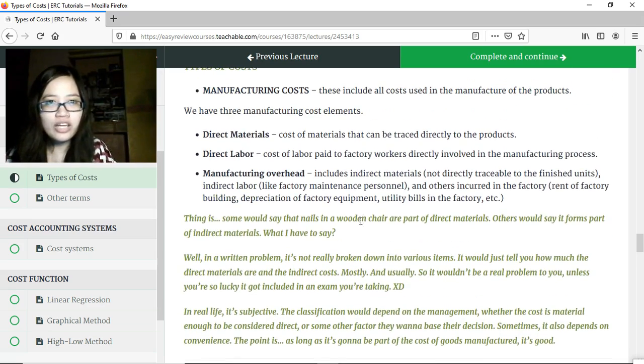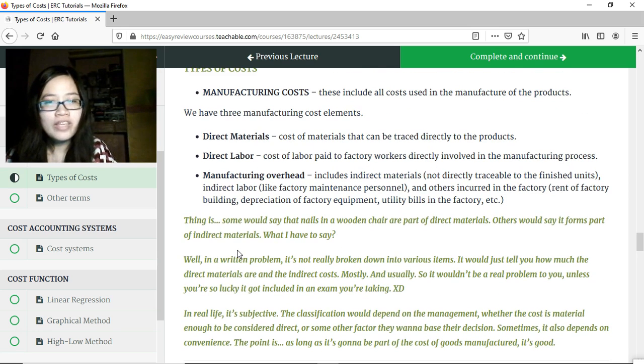Okay. And then, I'd like to point out, meron akong note pala dito, some would say that nails in a wooden chair are part of direct materials. Pero yung iba, sasabihin nila, it forms part of indirect material. So, ano ba yung masasabi ko dito? Usually, in a written problem, it's not really broken down into various items. It would just tell you how much the direct materials are and the indirect cost. So, mostly ganun yung nangyari. Saka, usually din. So, it wouldn't be a real problem to you.